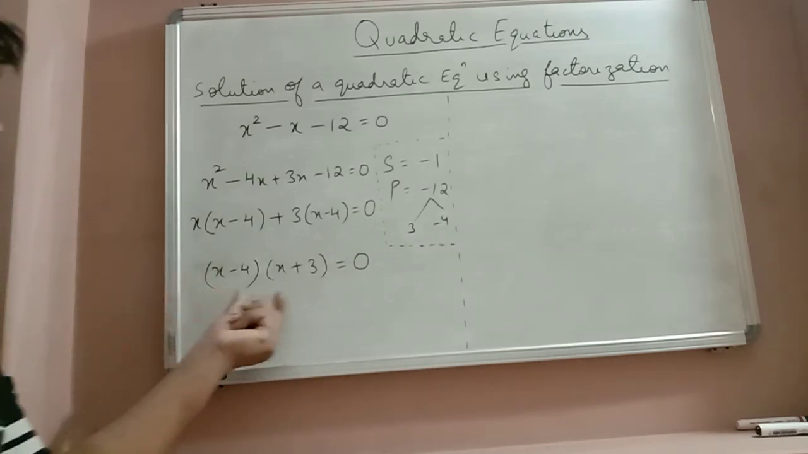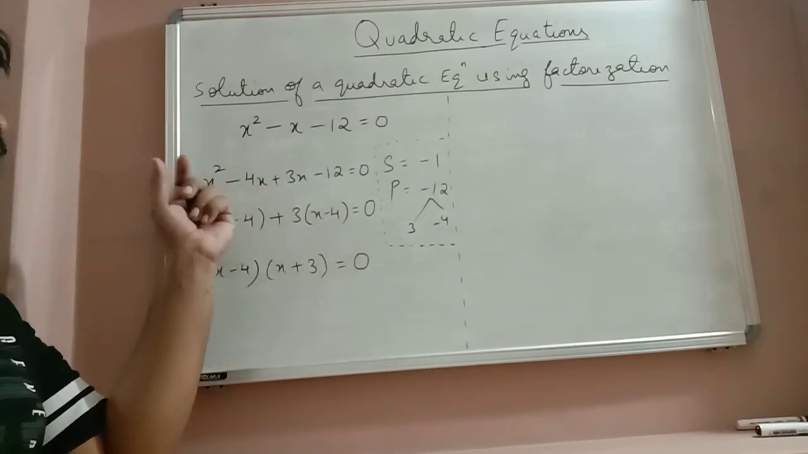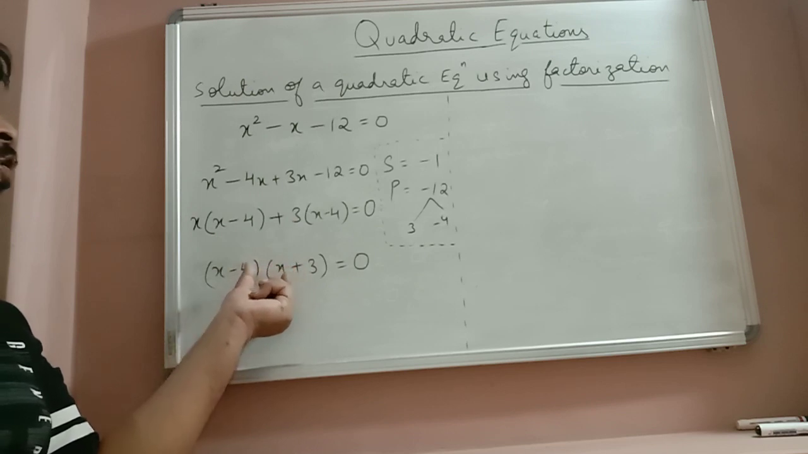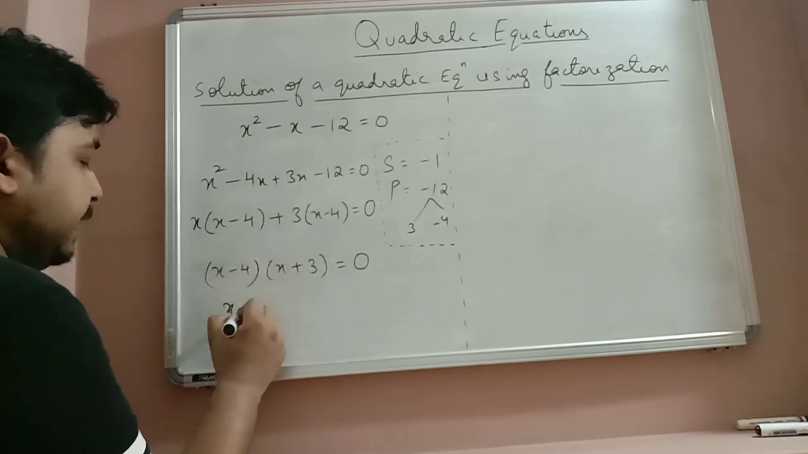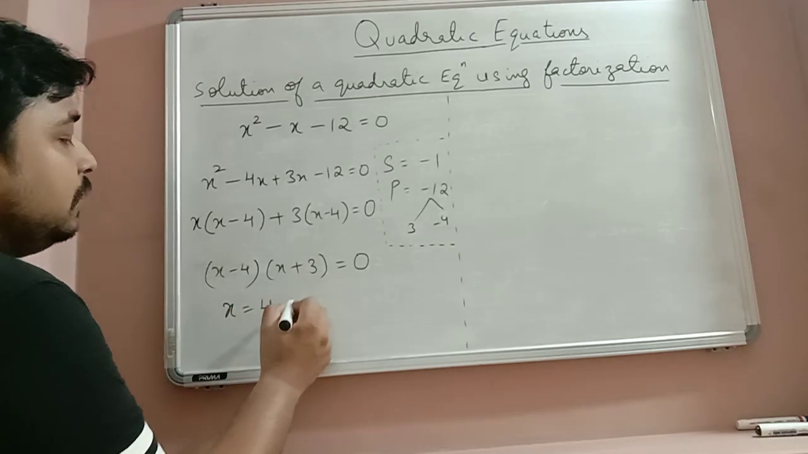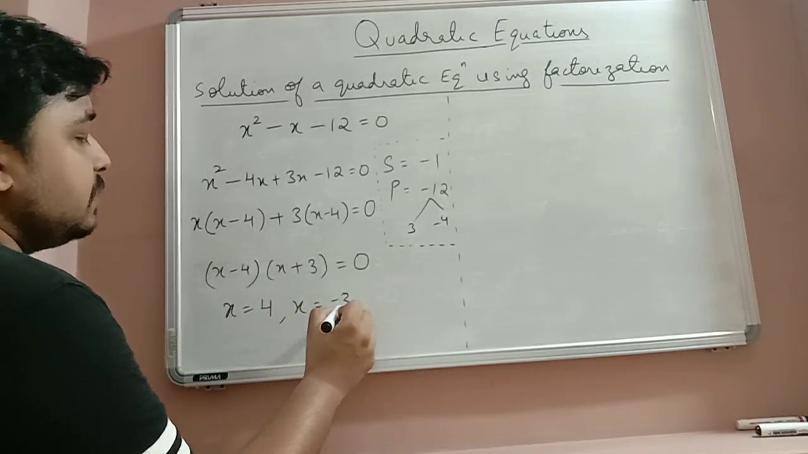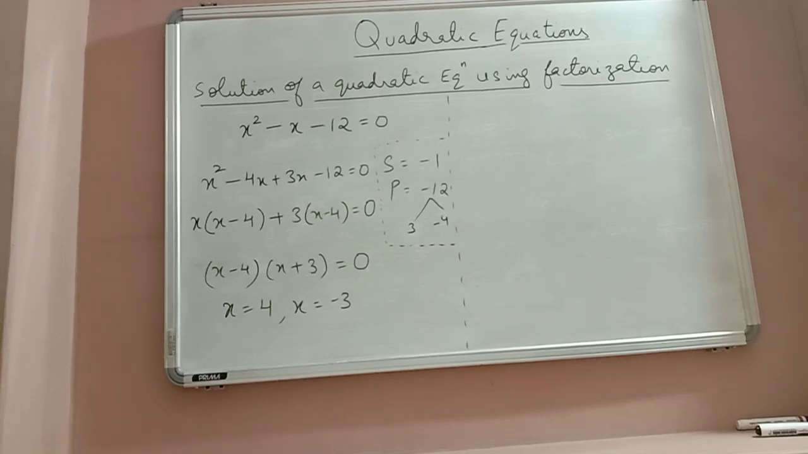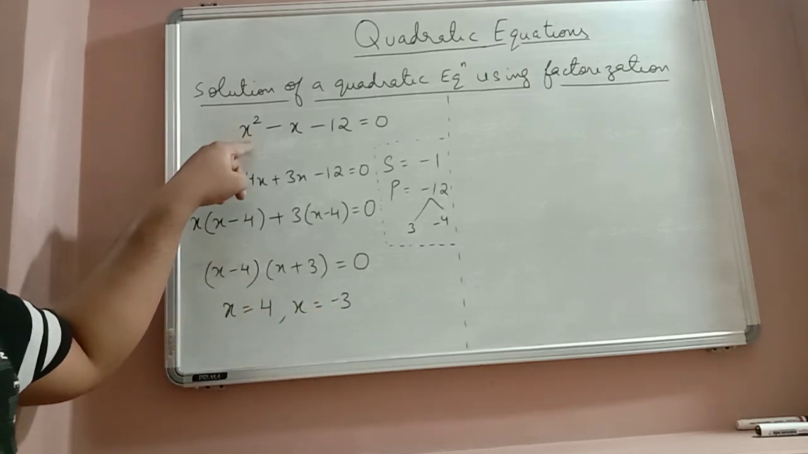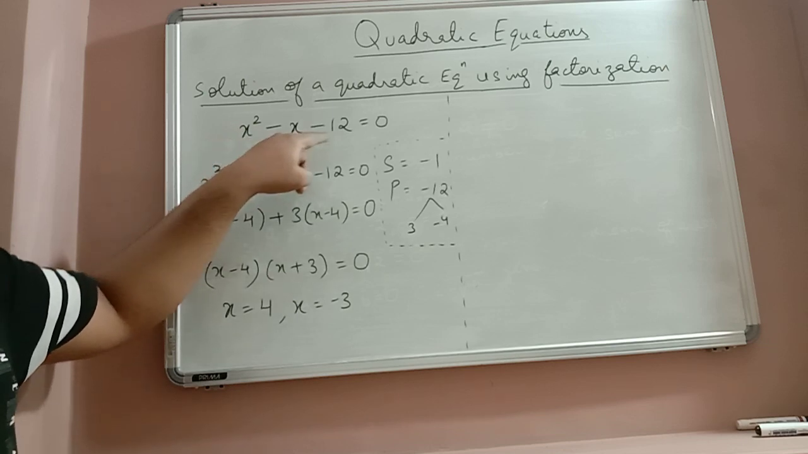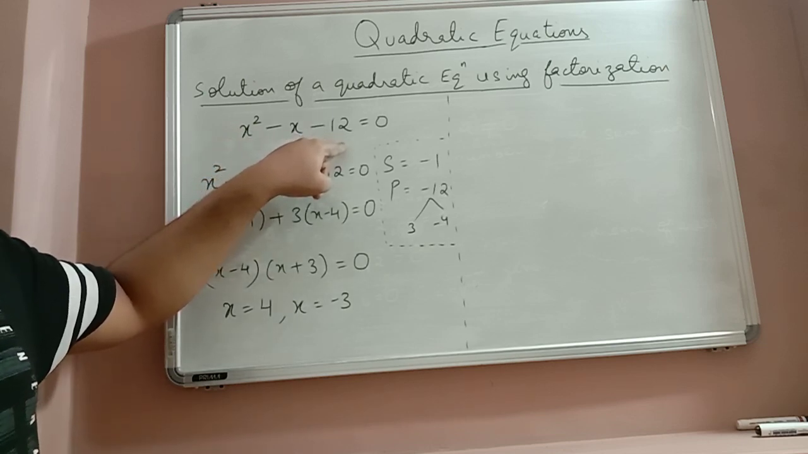Now, if the product of two numbers is 0, then either both the numbers are 0 or any one of them is 0. So, we conclude that either x is equals to 4 or x is equals to minus 3. So, minus 3 and 4 are the solutions to this quadratic equation x square minus x minus 12 equal to 0.